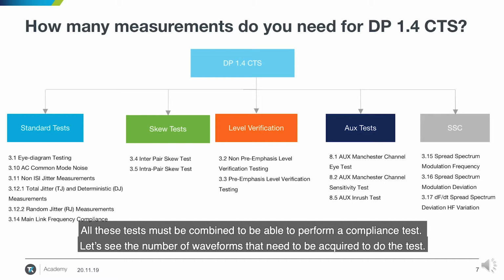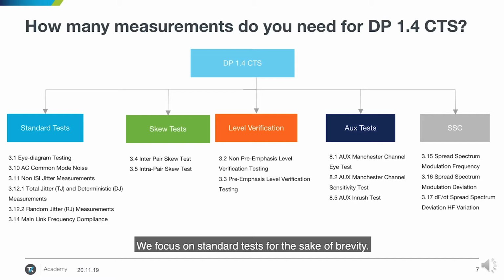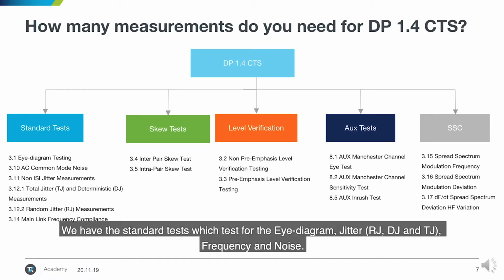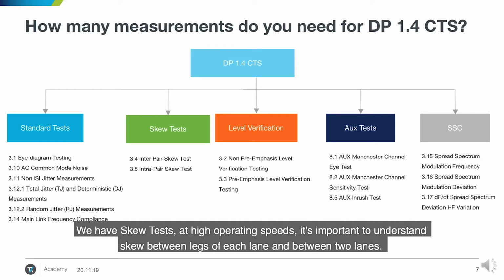Let's see the number of waveforms that need to be acquired to do this test. We focus on a standard test for the sake of brevity. So let's go into a bit more detail on these tests. We have a standard test which tests for eye diagram, jitter, random jitter, deterministic jitter, and total jitter, and frequency and noise. We have skew tests at high operating speeds.